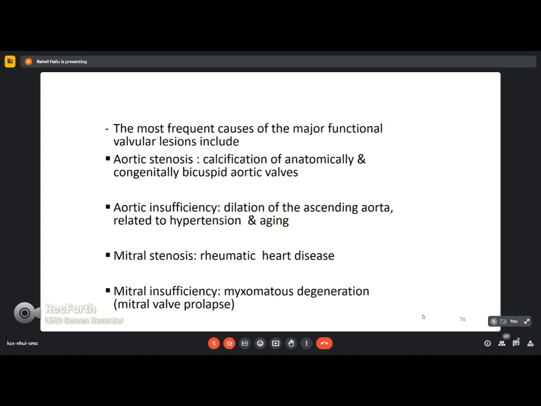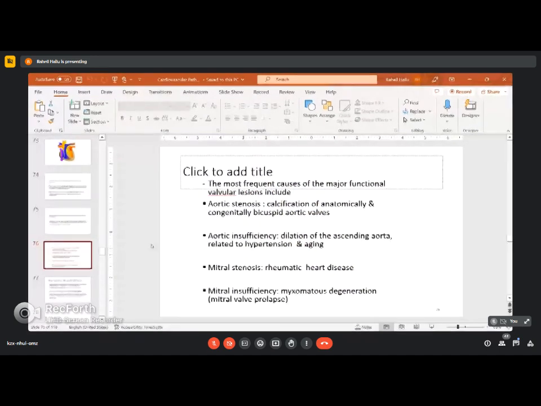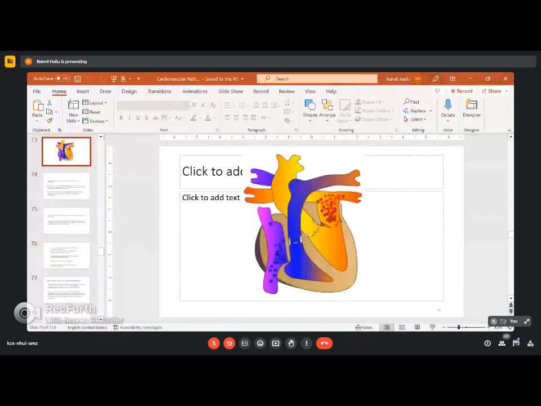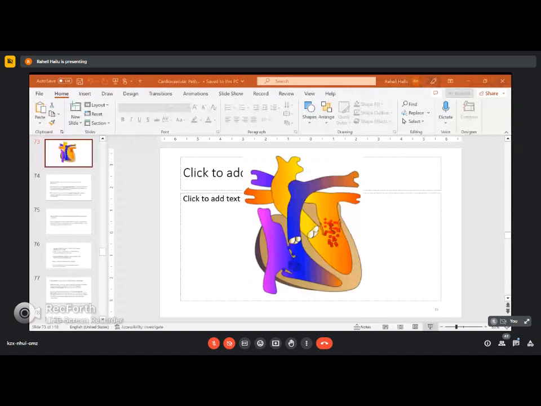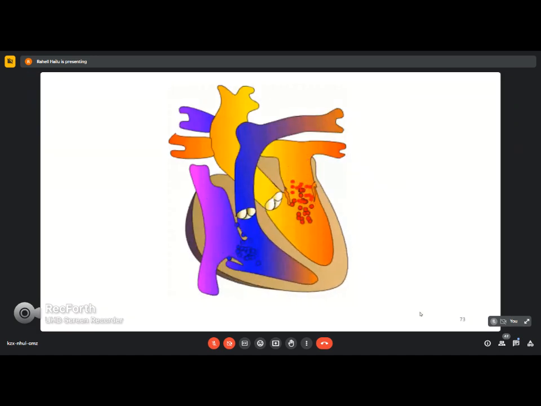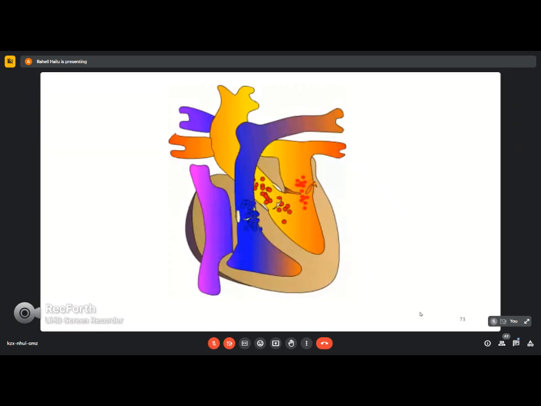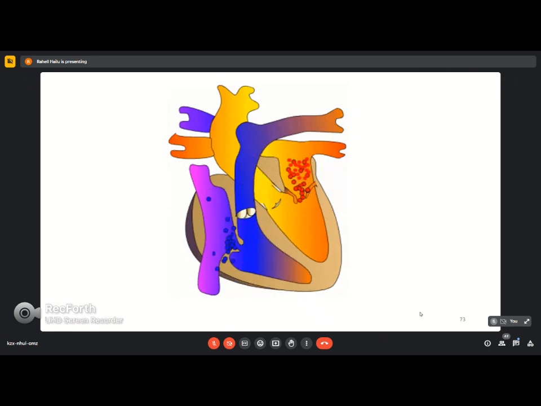So what abnormalities would you expect in the case of a mitral stenosis, for example, which we would see in rheumatic heart disease? What do you think will happen within the blood vessels? Progressive mitral stenosis, what do you expect to happen?